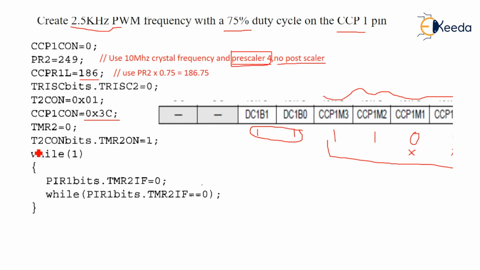Then turn on timer 2. As I explained in the interrupt lecture, this timer 2 is used as a peripheral interrupt, so we have to check whether it overflows or not. So it will give a continuous toggle with a 75% duty cycle.